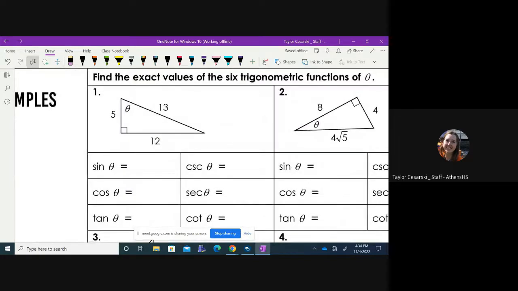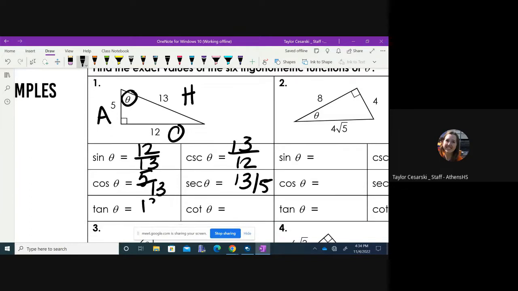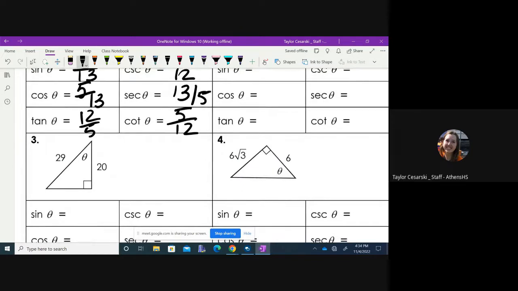Starting on number 1, we're looking at angle theta. So this is opposite, this is adjacent, and this is hypotenuse. So sine of theta would be 12 over 13, opposite over hypotenuse, which means cosecant is 13 over 12. Cosine of theta would be 5 over 13, which makes secant 13 over 5. Okay, and then tangent of theta opposite over adjacent, and then adjacent over opposite. Okay. All right, then let's actually go to number 4 because I want to do one with a square root.